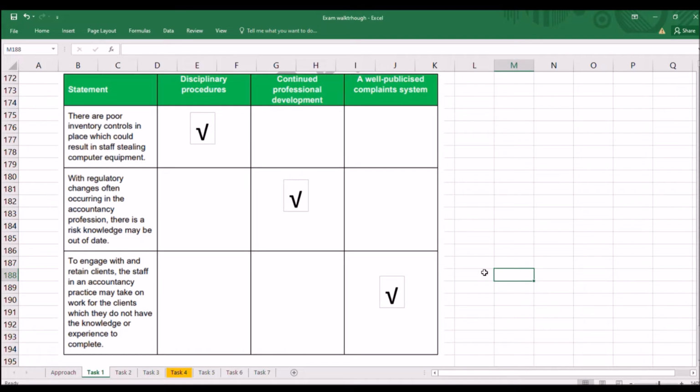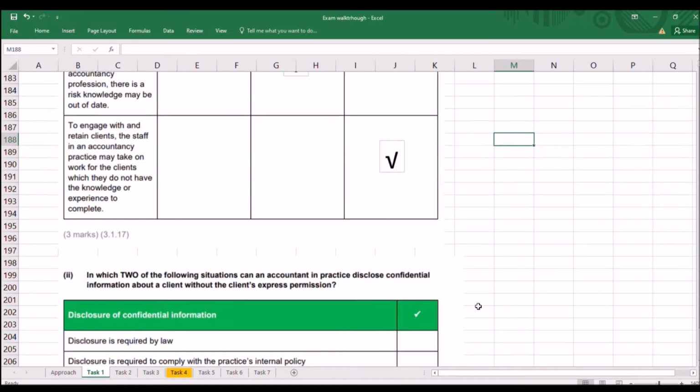If we were a bit rubbish and we take on clients which we actually had no idea how to do the work for, and we didn't make the effort to do the CPD to do that. Could be a little bit of CPD as well, I suppose, in terms of trying to learn about the client as well. But there's probably going to be a complaint system for that one.